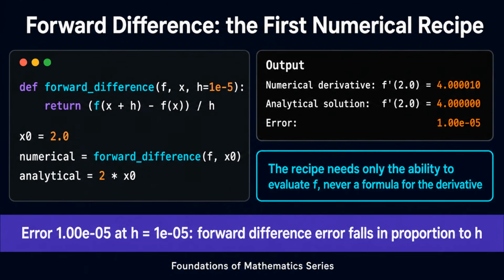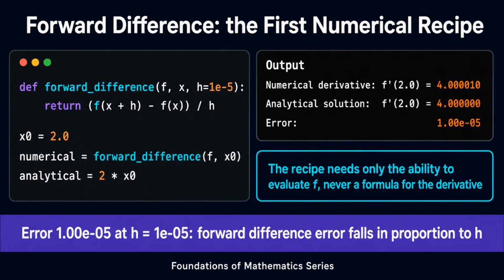Now the practical version. If you cannot take the limit symbolically, take it approximately. Pick a small but finite h and evaluate the same quotient. That is the forward difference method, and the code is a single line. f of x plus h minus f of x, divided by h. Run it on x squared at x equals 2 with h set to 10 to the minus 5, and the numerical derivative comes out as 4.000010 against the analytical answer of 4.000000, for an error of 1 times 10 to the minus 5.